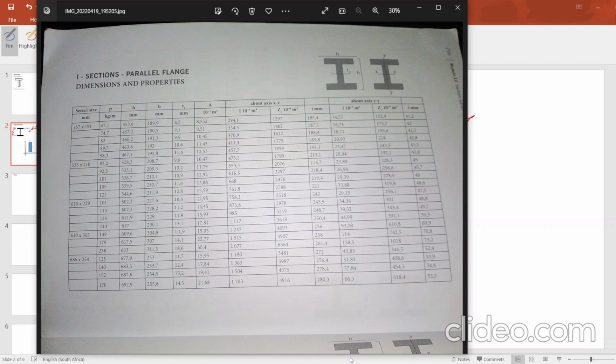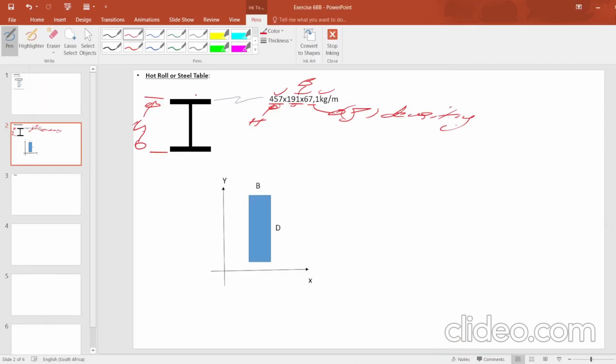For instance, you can tell that here I'm having this size of the I beam, but I'm having different densities. It doesn't mean that when you see these numbers here, you can work with any I profile. The density will indicate to you which dimensions you must work with. For instance, in our case, we have to use this density, 67.1.